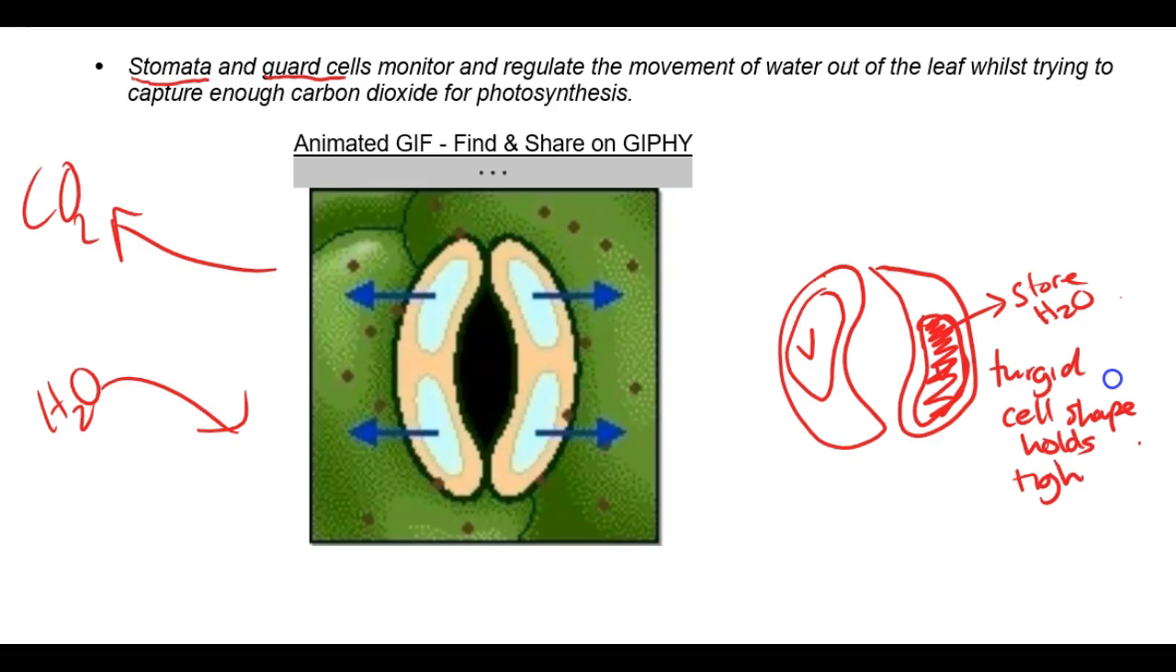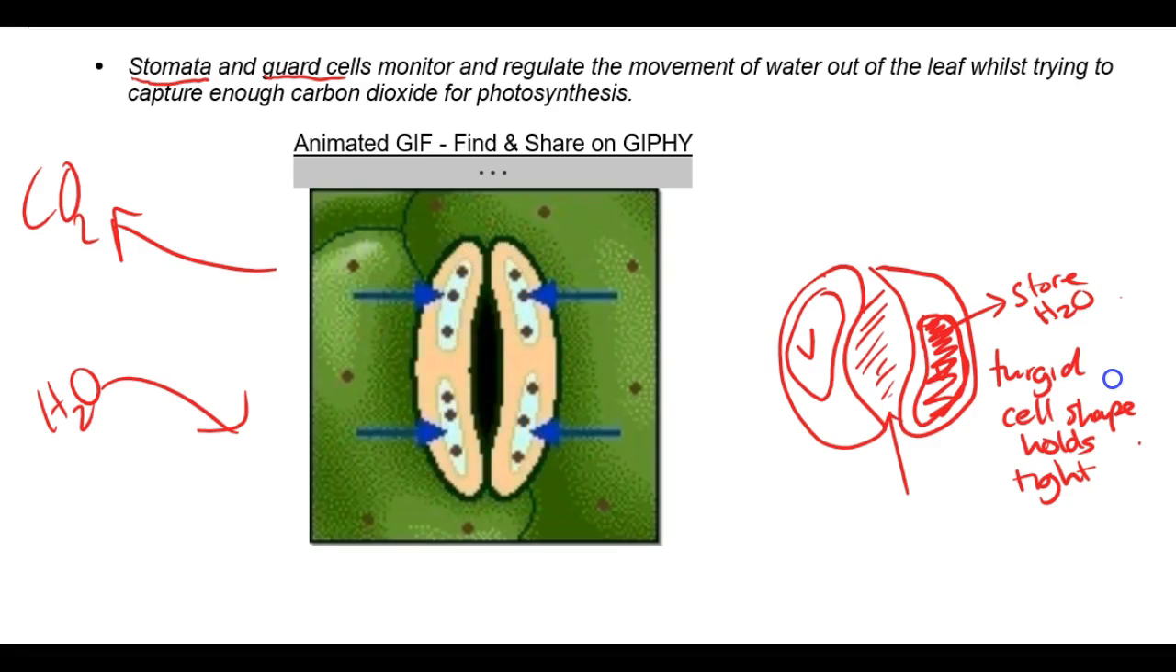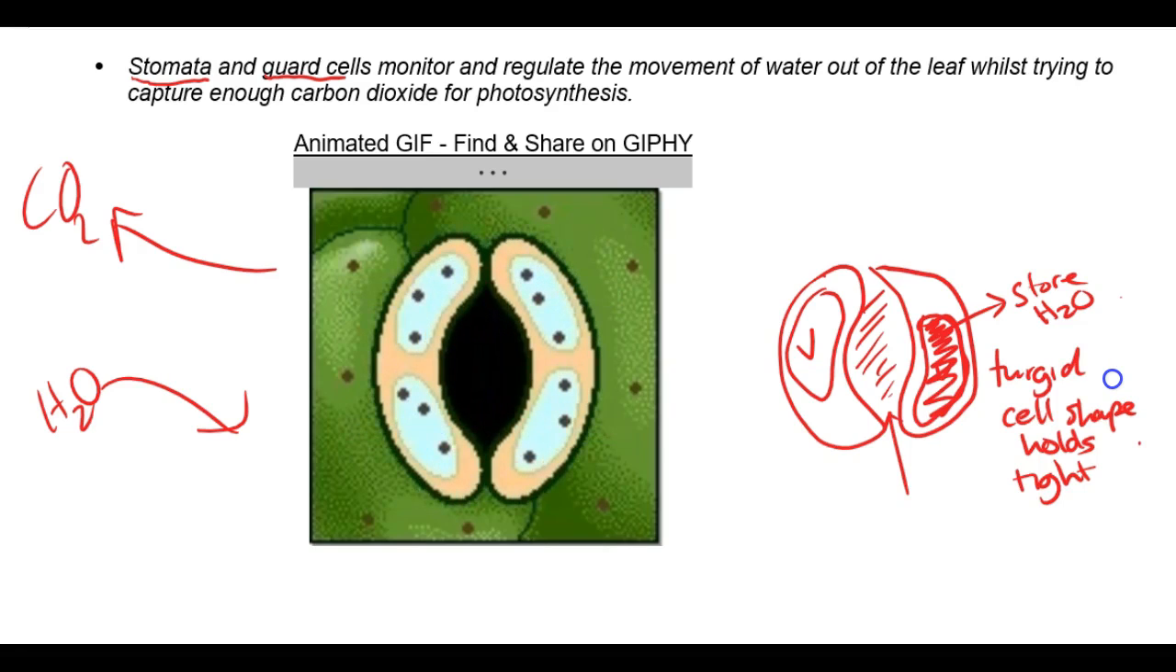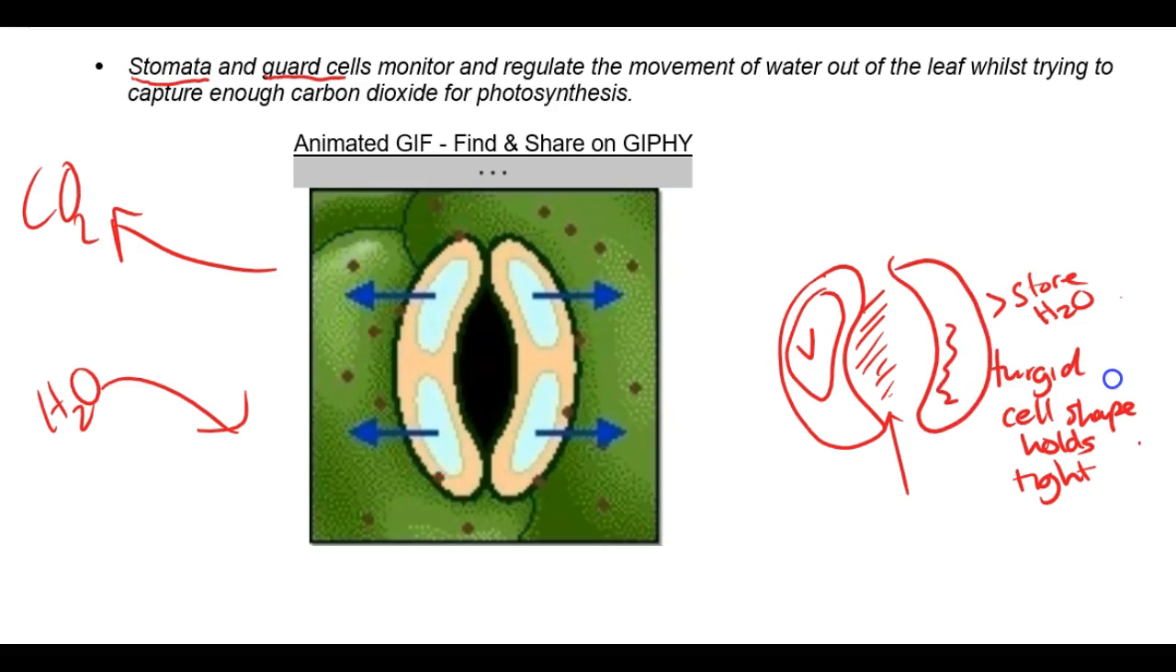And if it's holding tight, when they're really full of water, they actually spread out, and there's this great big gap here, which is essentially the hole, or the stomata, that allows the gas in and out. However, when you have less water, what happens is this. Those little guys here, they actually go all flaccid.